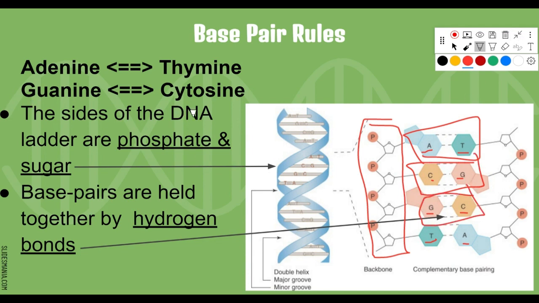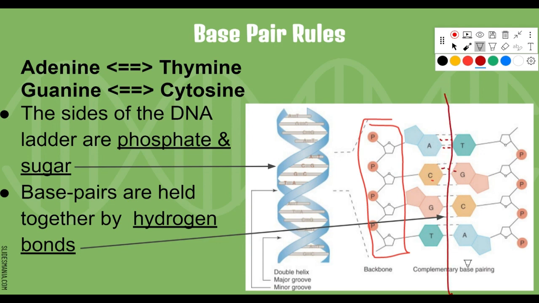And so the sides of the DNA are the sugar phosphate backbones right here. And then the base pairs are held together by hydrogen bonds. Let me erase this right here. Here you see those hydrogen bonds, right there, holding it there, holding it there. And these are weak bonds, and that means that it can eventually separate right down the middle.